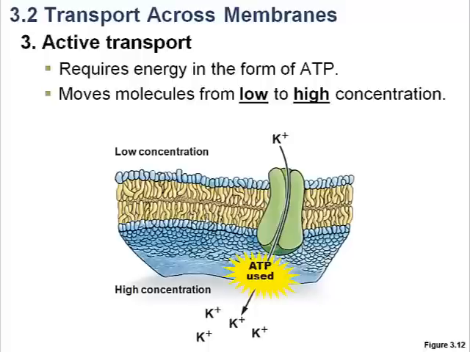Here we have active transport. Active transport does require energy in the form of adenosine triphosphate, or ATP. We'll talk more about ATP in Chapter 4. But for now, we simply need to know that ATP is the energy currency of cells. Whenever the cell wants to do anything, it has to have ATP to accomplish that. Just like you have to have gas to make your car go, or electricity to turn on the lights, well, your cell has to have ATP to make anything happen inside the cell.